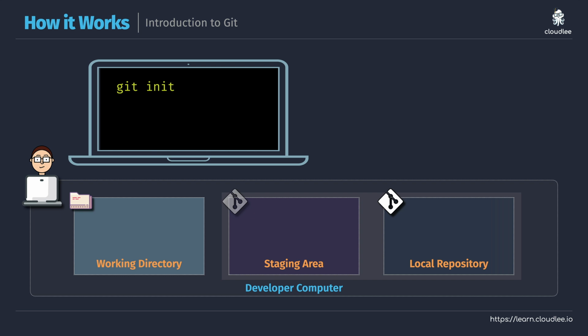Within our Git repository, we actually have something that looks like this. We have a staging area and we have the actual repository itself. Now, the reason we need to know this is because as developers, when we're working with our code, we can use these two areas to our advantage.